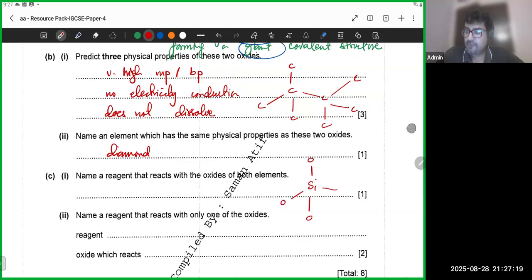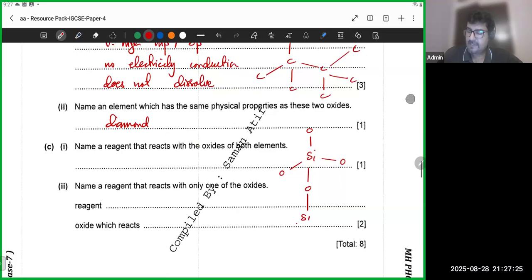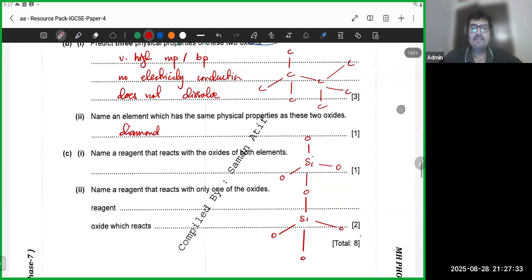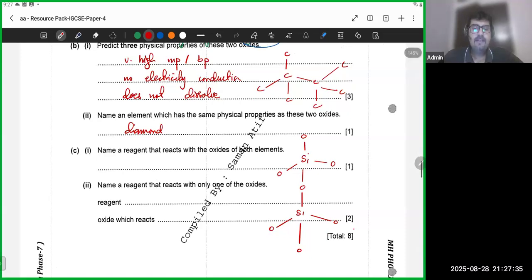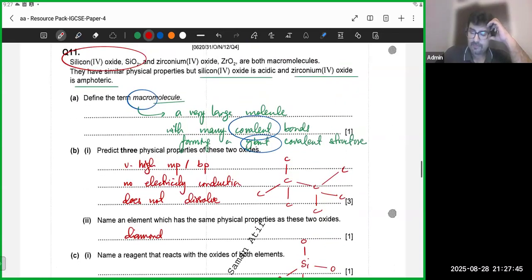Silicon is group four, so it makes four bonds. Oxygen is group six, so it makes two bonds. So if there's another silicon, then that silicon is again bonded to four oxygen atoms, right? And so on. It just went on endlessly. So diamond and silicon oxide had very similar properties. So name a reagent that reacts with the oxides of both elements. You get both of them.